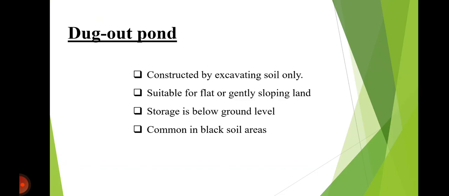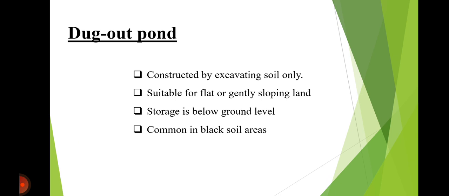So first is the dugout farm pond. It is constructed by excavating soil only. It is suitable for flat or gently sloping land. Storage is below ground level, and it is also common in black soil areas. The excavated farm pond is constructed by digging out soil from relatively flat or gently sloping land. The excavated earth may be spread around the pond or used to form a small bund.